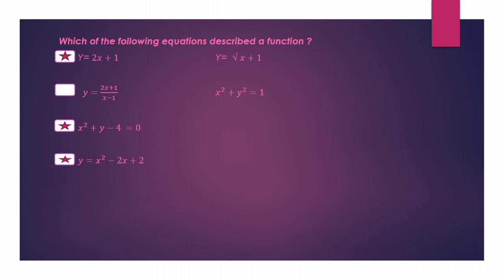Y is equal to x squared minus 2x plus 2. Is it a function or not? Yes, it is still a function. How about this? Y is equal to square root of x plus 1. Is it a function or not? Yes, it is a function. And x squared plus y squared is equal to 1. It is not a function. Why do you think so?